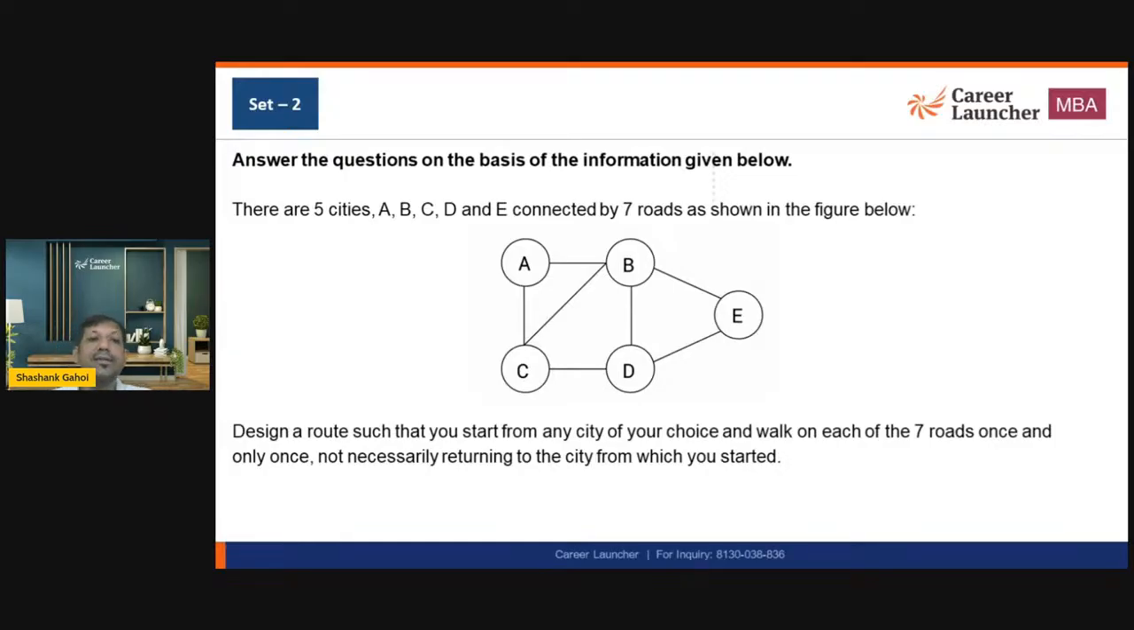What does it say? There are 5 cities A, B, C, D, E connected by 7 roads in the figure shown below. Design a route in such a way that you start from any city of your choice and walk on each of the 7 roads only once, not necessarily returning to the city from which you started.